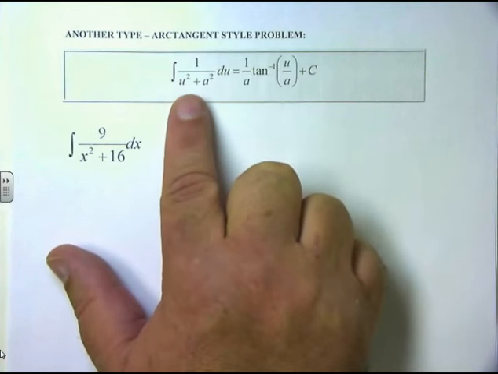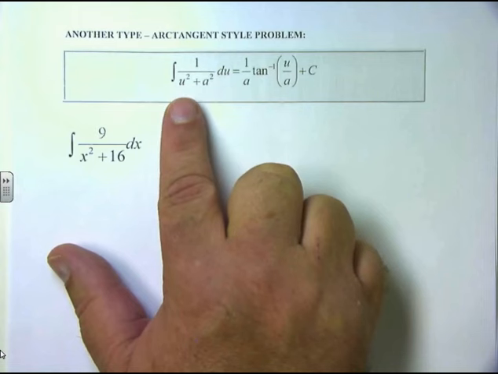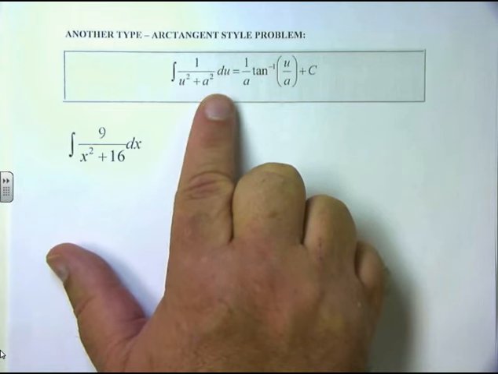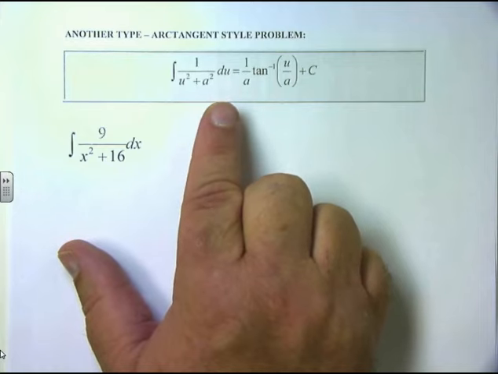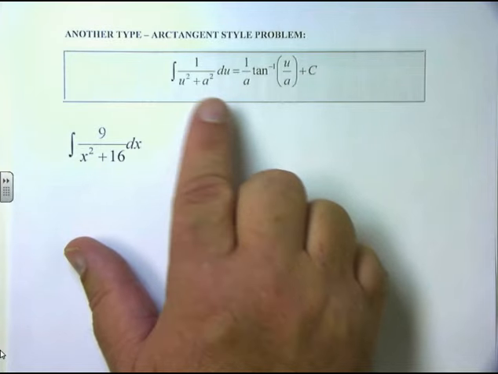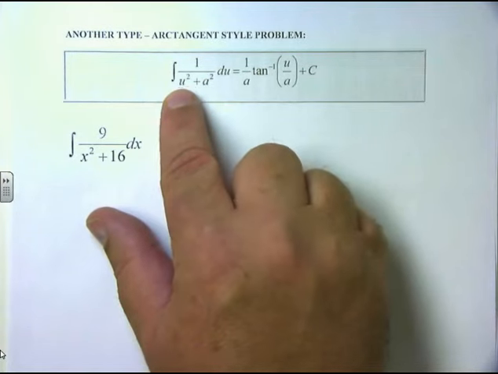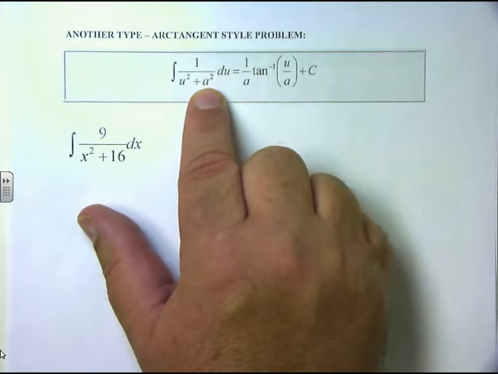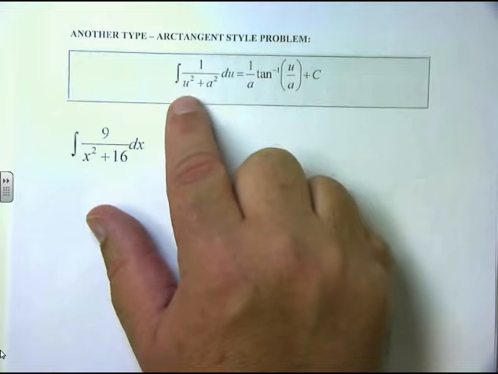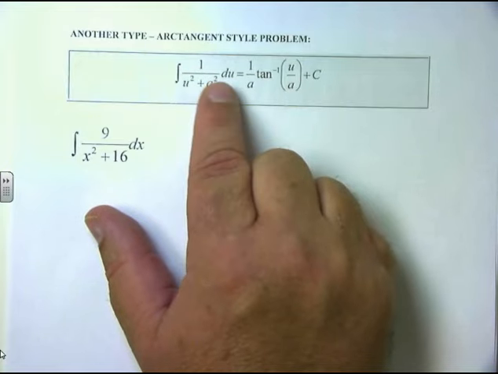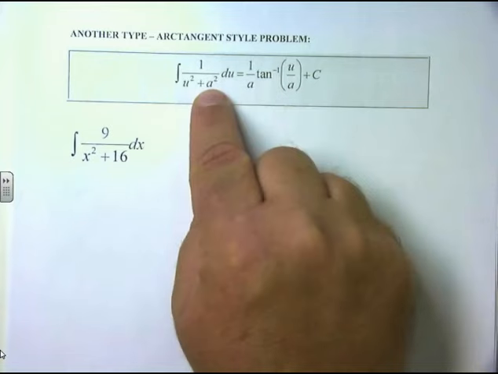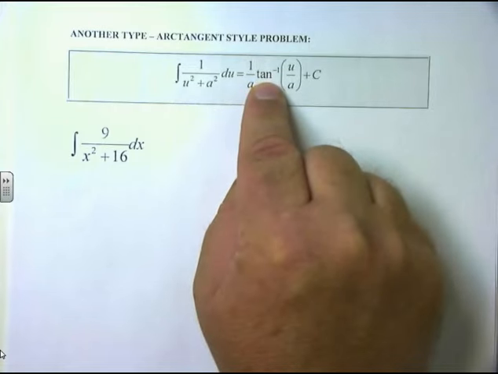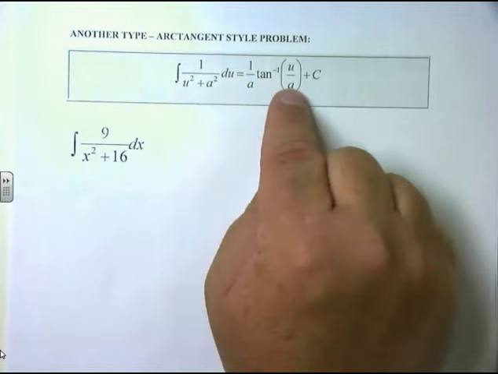Now if you remember, the integral of 1 over 1 plus x squared dx is the arctangent of x plus c. So this is of the same ilk. U is your variable, so you've got u squared plus a squared. It may not be a 1, it may be some other kind of constant, but that's okay. Then I've got a formula. The integral of 1 over u squared plus a squared du is 1 over a, 1 over the constant, times the arctangent, or tangent inverse, of u over a, plus c.